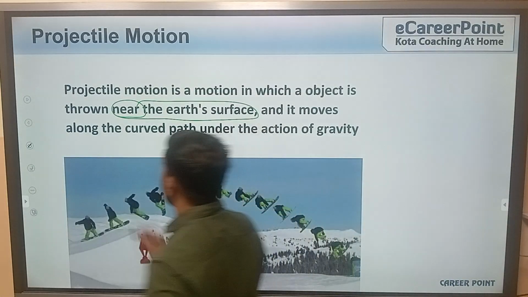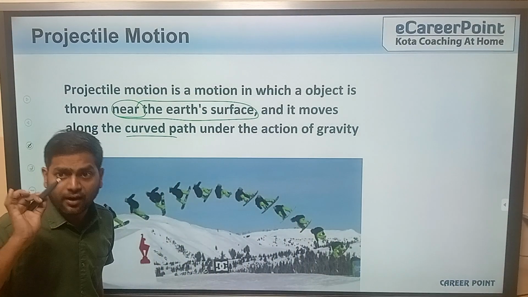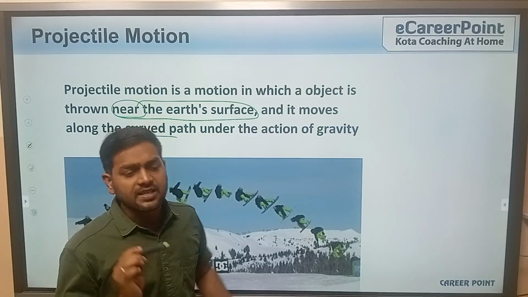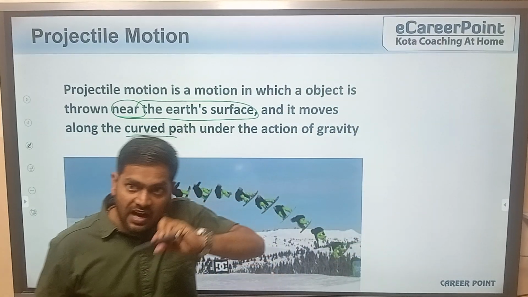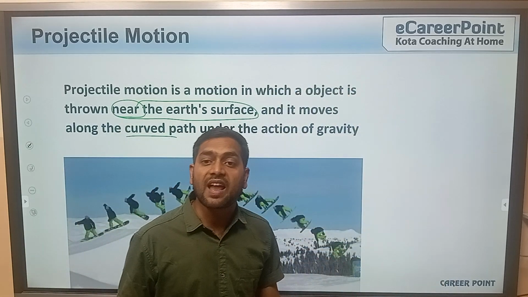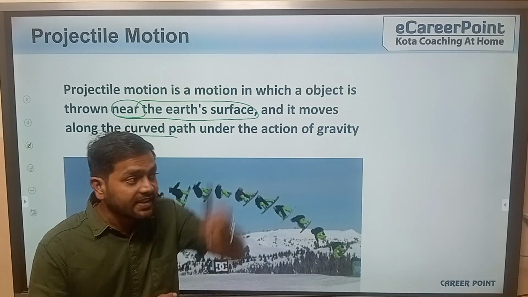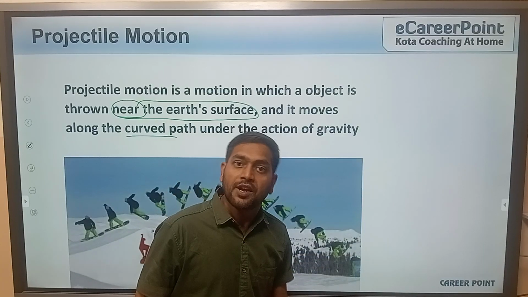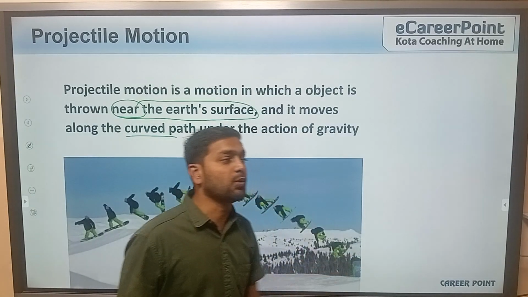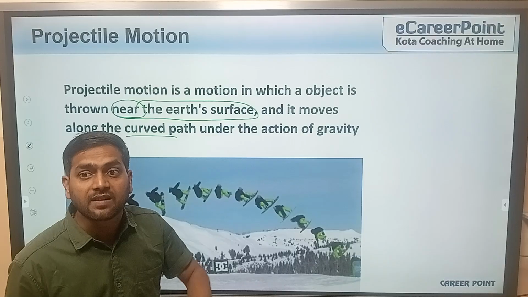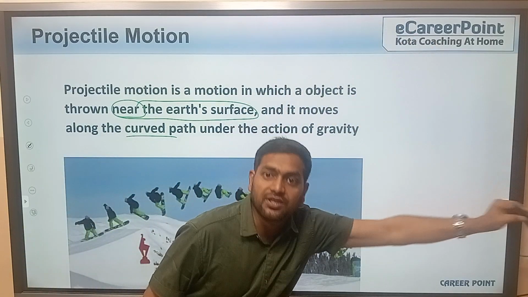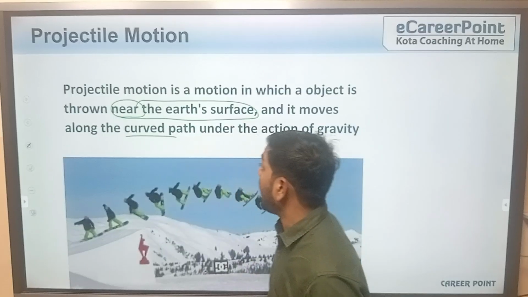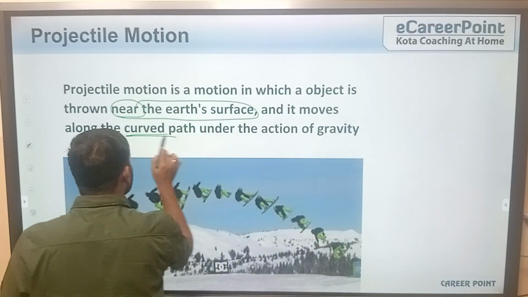When we throw an object, let us take this object. This object is thrown, which means it will travel like this. Yes or no? Yes, it will travel like this. Why will it travel like this? Due to gravity, it is pulling downwards. Yes or no? Yes, it is pulling downwards. For that reason, the direction of the object is going to be like this. Yes, very good.